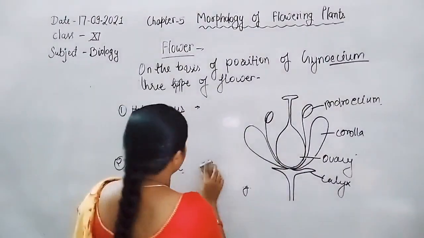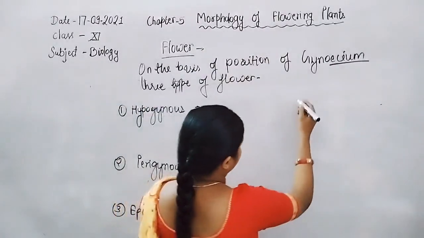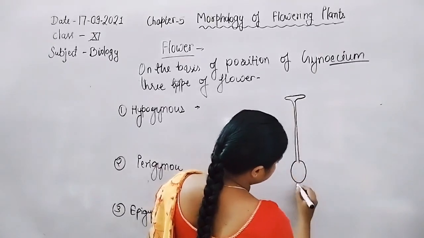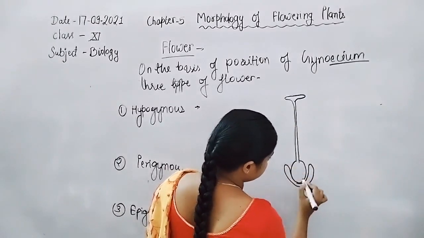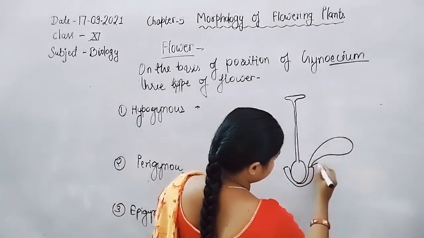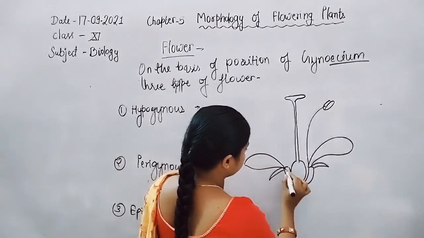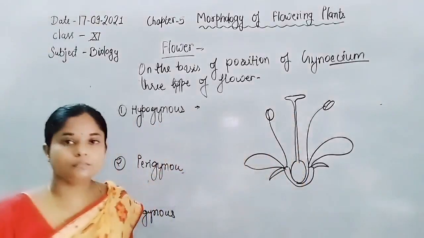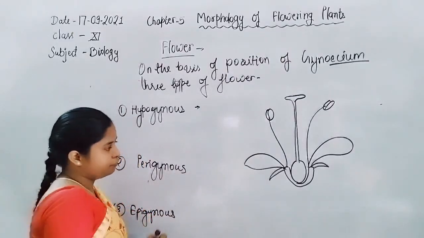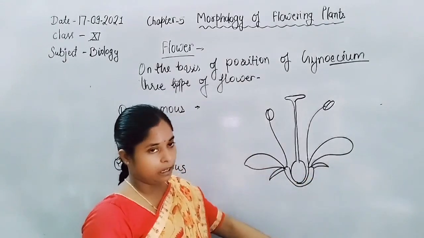Now next is perigynous type of flower. In perigynous type of flower, the parts of the flower are present at the periphery of the flower. This type of flower is known as perigynous type of flower because the other parts of the flower, calyx, corolla and androecium, originate at the periphery of the flower.